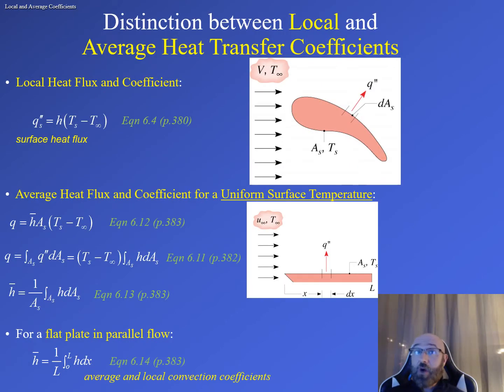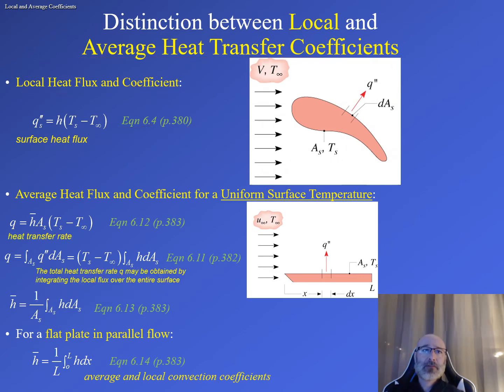So as we continue our review of Chapter 6, let's take a look again at the difference between our local and average heat transfer coefficients. So if we're dealing with the local heat transfer coefficients, we have our governing equation given to us on page 380 by equation 6.4, where we can see that our surface heat flux, our qs double prime, is equal to our h times our Ts minus T infinity, where Ts is our surface temperature and T infinity is our surroundings temperature.